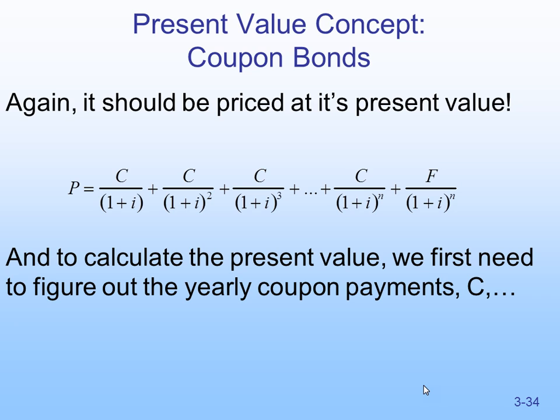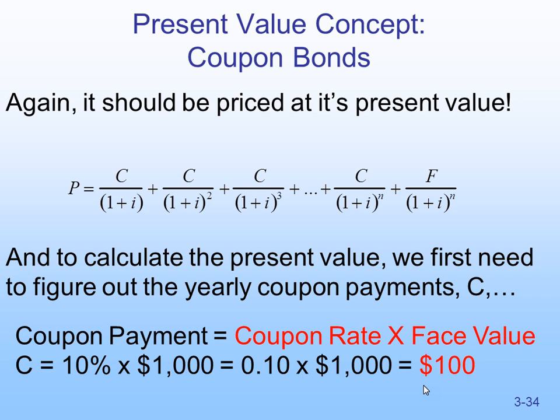Now to calculate the present value, we need to know the coupon payments. What are the coupon payments on this bond? 100. Yes. The coupon payment is the coupon rate times the face value, and so in this case I only told you that the coupon rate was 10%. So 10% of a $1,000 face value is $100, so the coupon payment that you're going to get every year is $100. All right?